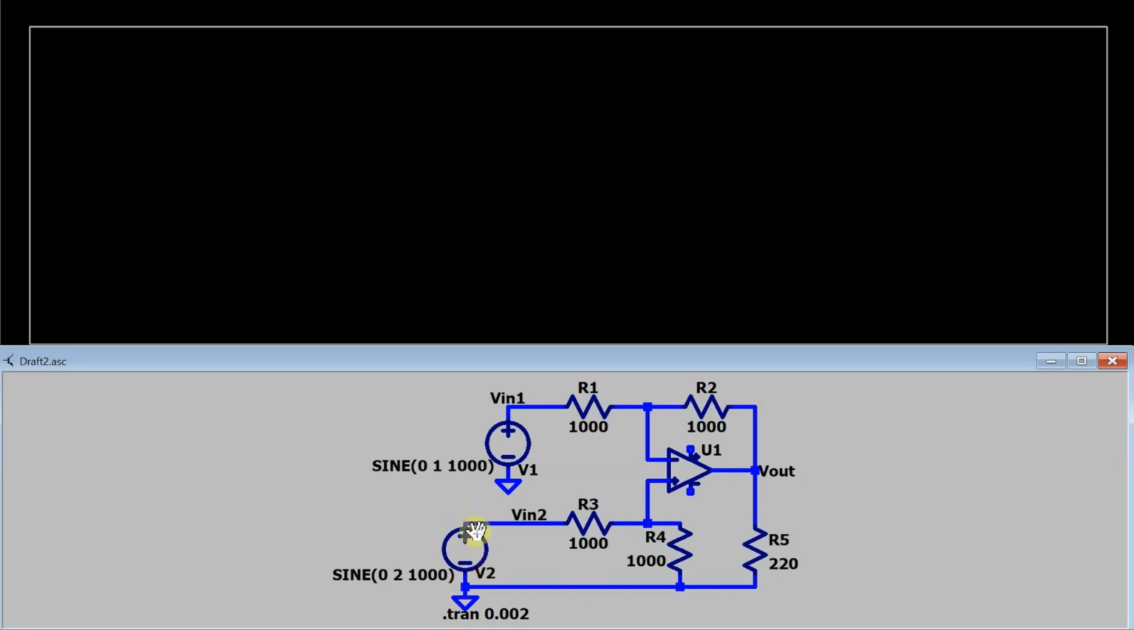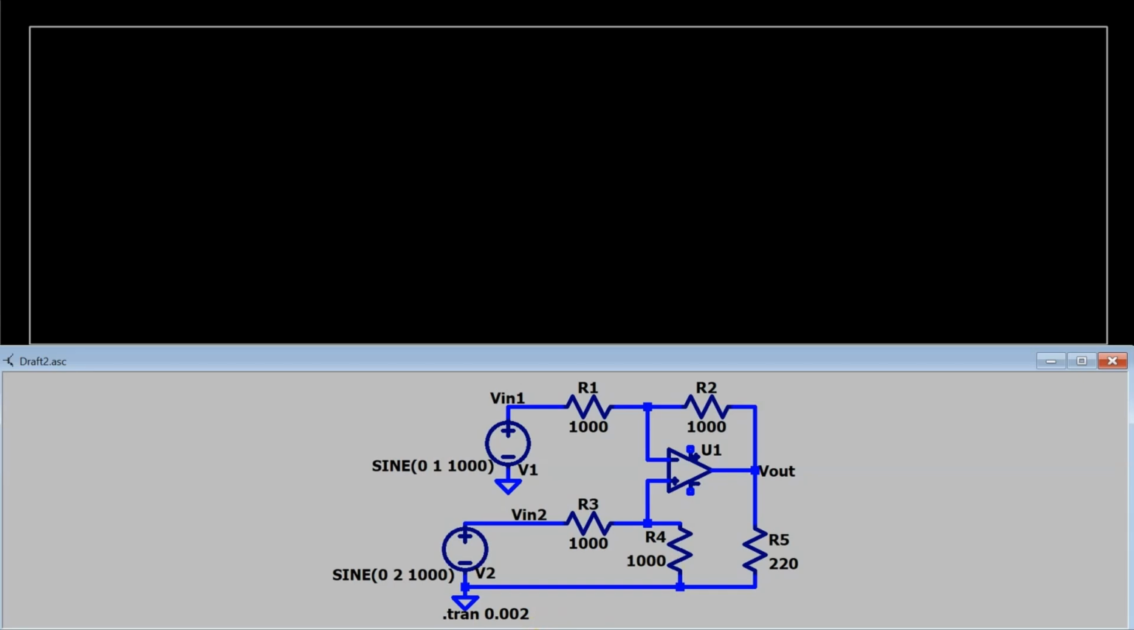You can see input Vin2 is a sine wave with an amplitude of 2 volts and a frequency of 1000 hertz. And input Vin1 has an amplitude of 1 volt and also a frequency of 1000 hertz. Here's my op amp that I'm using, and it's a universal op amp or an ideal op amp from the library. And in this example, you can see R1, R2, R3, and R4 are all the same value.